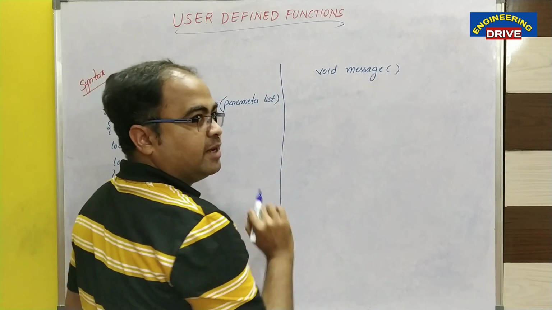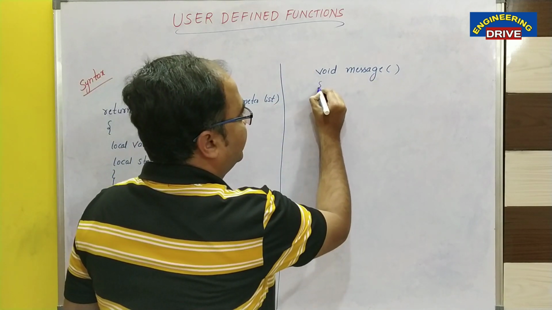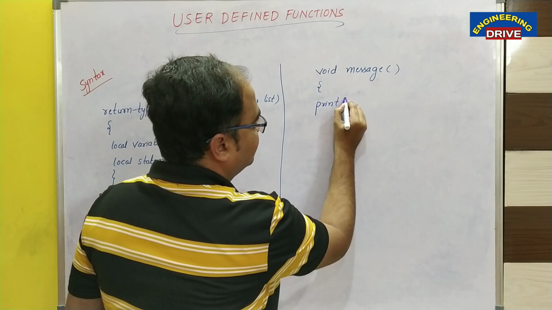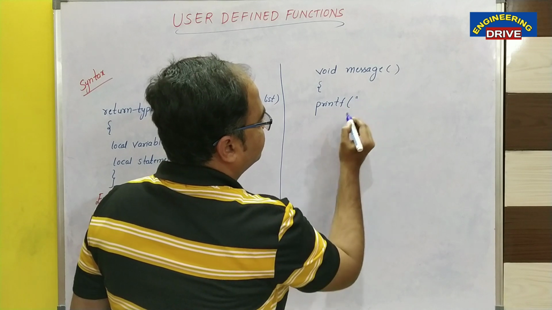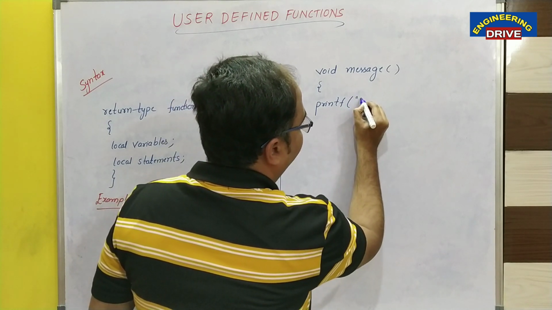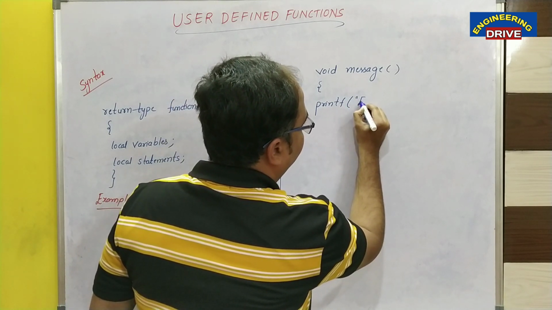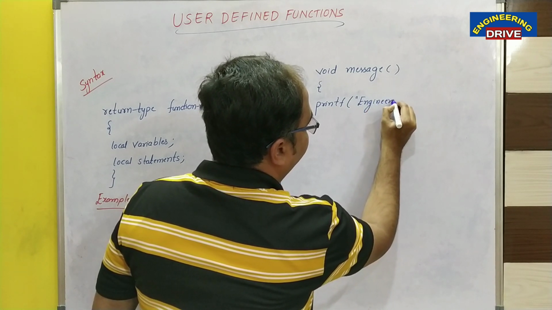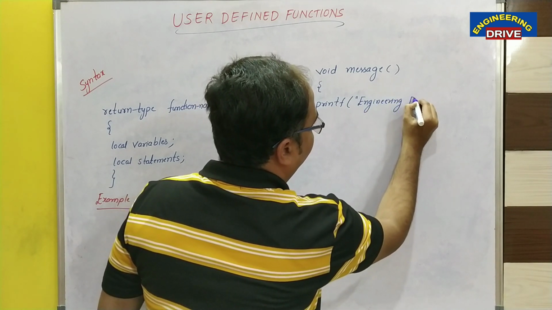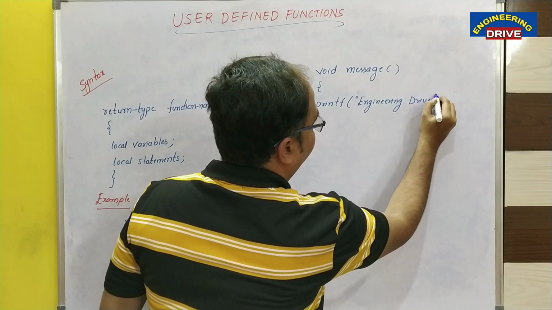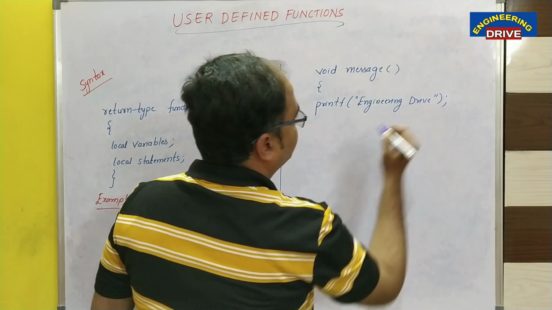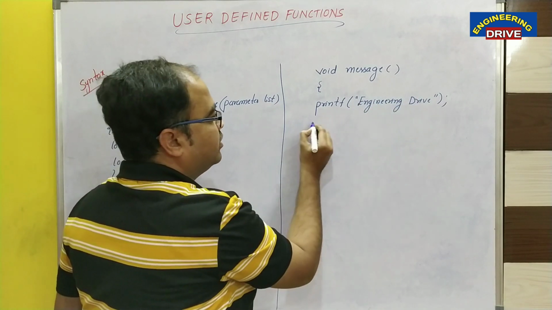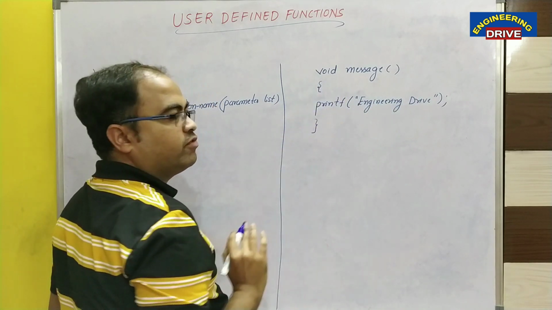Message, opening brace, and here I will write only one statement in my function, printf. Here I will write Engineering Drive. I just want to display our channel name, Engineering Drive. That's all. I am closing this user-defined function.